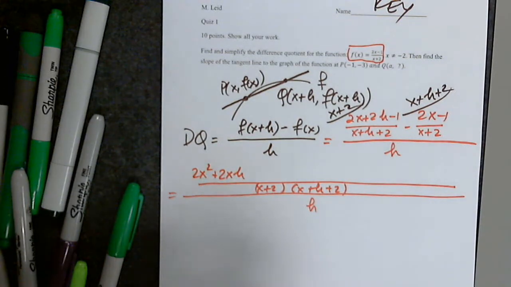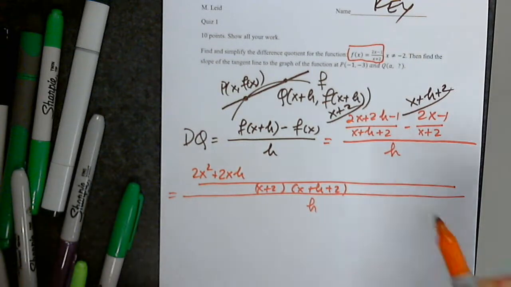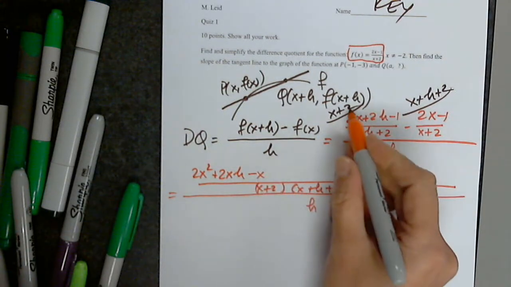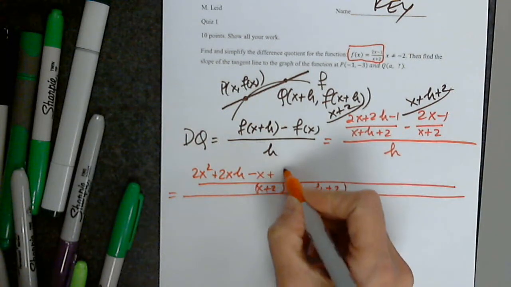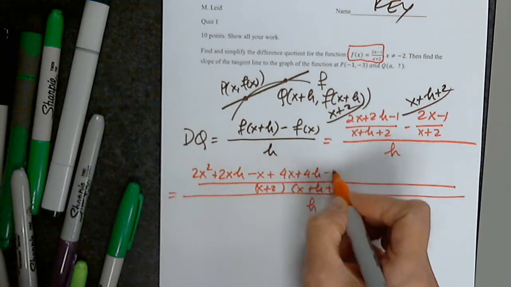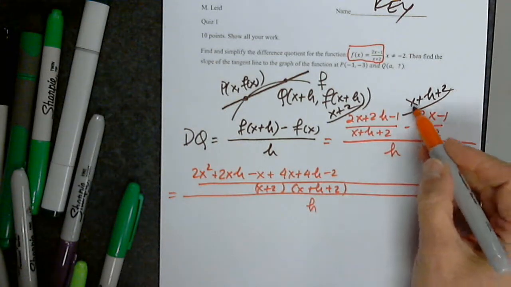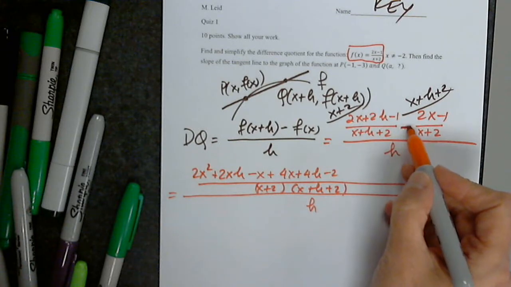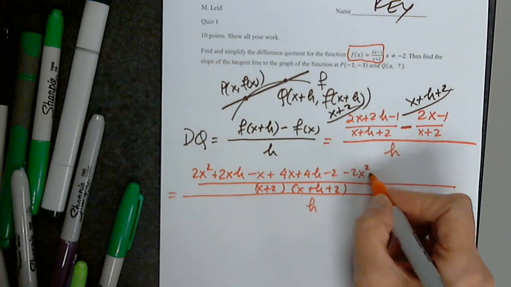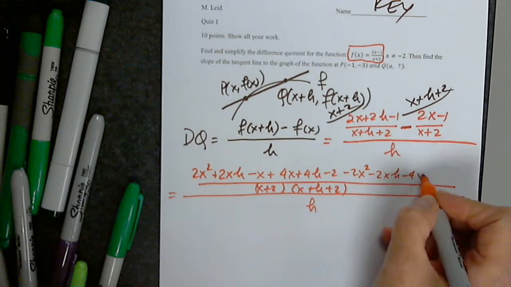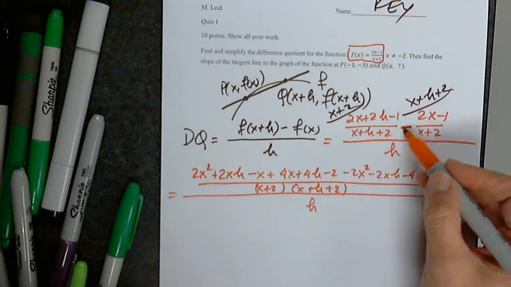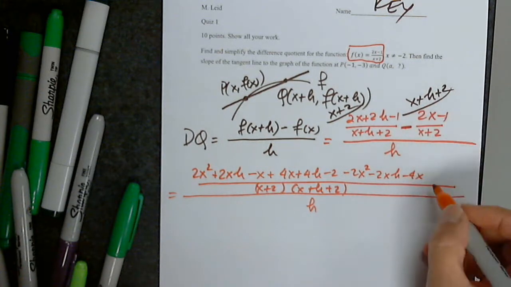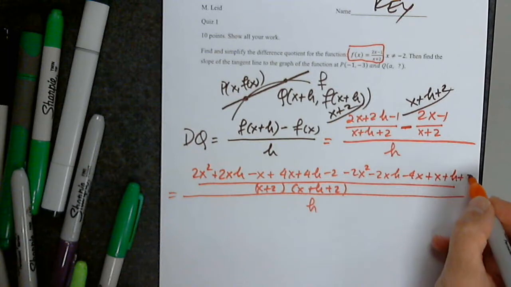Okay, so I'm back. Minus x, and now I distribute 2 to these three terms. So I have 4x plus 4h minus 2. Now I distribute 2x to these three terms, but I have to multiply by negative 1: negative 2x squared, negative 2xh, minus 4x. And then I distribute negative 1 with minus in front, so I'm distributing 1. So plus x plus h plus 2.